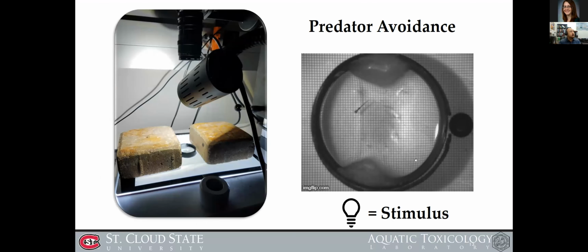Another hypothesis we had is that maybe the behavior has changed, which affects survival. So we look at the predator avoidance performance. We put the larval fathead minnow on the stage, which you can see on the right side. Then we give the stimulus, a vibration signal, and we measure how quickly the larva respond and how far they swim away.